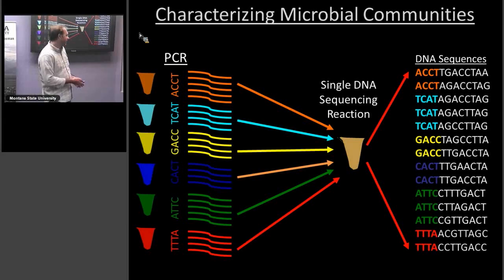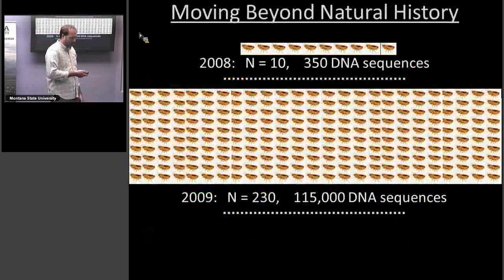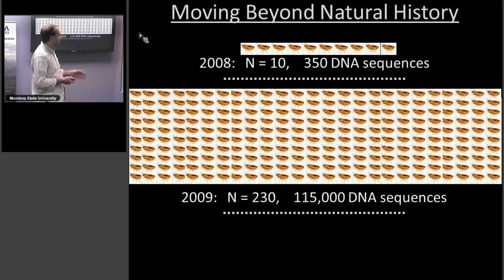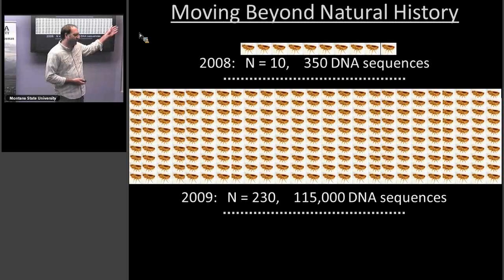As an example of that, in 2008, I wrote a paper on flea-associated bacterial communities, and I had 10 fleas and 350 DNA sequences. A year later, I wrote a paper looking at 230 fleas sampled across space and time, with 115,000 DNA sequences, and that was actually cheaper to do than the first project. So right there, instead of just saying, oh, look, here's what it looks like in 10 fleas, I can now ask how these communities are shifting over space, over time, and across flea species. And that's where the hypothesis testing comes in.